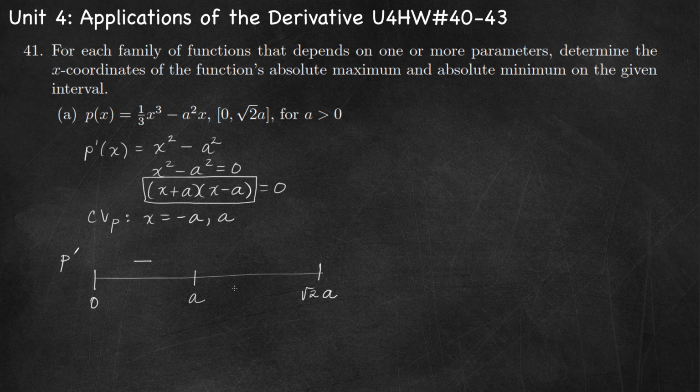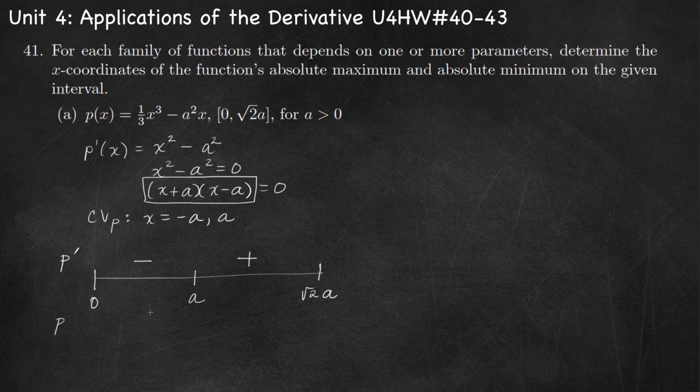Now we need a test point between a and square root of 2 times a. The square root of 2 is a little bit more than 1.4, so let's just go with like 1.1 times a. So we substitute that back in. 1.1a plus a, that's positive. 1.1a minus a, that's also positive. Positive times positive is positive.